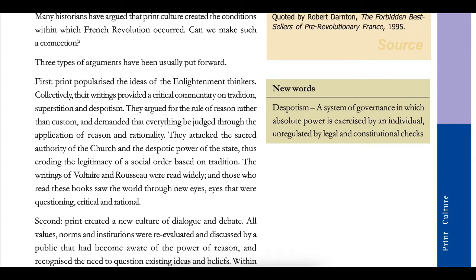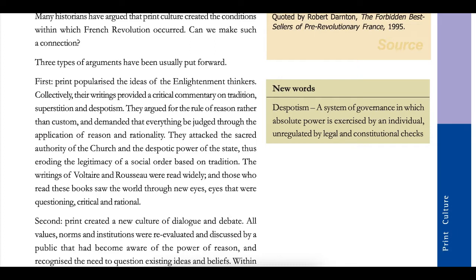First, print popularized the ideas of Enlightenment thinkers. Collectively, their writings provided a critical commentary on tradition, superstition, and despotism. They argued for the rule of reason rather than custom, and demanded that everything be judged through the application of reason and rationality. They attacked the sacred authority of the church and the despotic power of the state, thus eroding the legitimacy of a social order based on tradition.